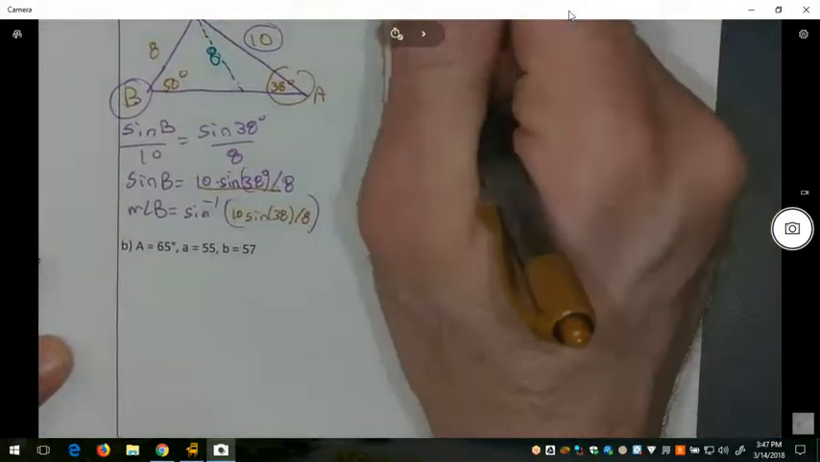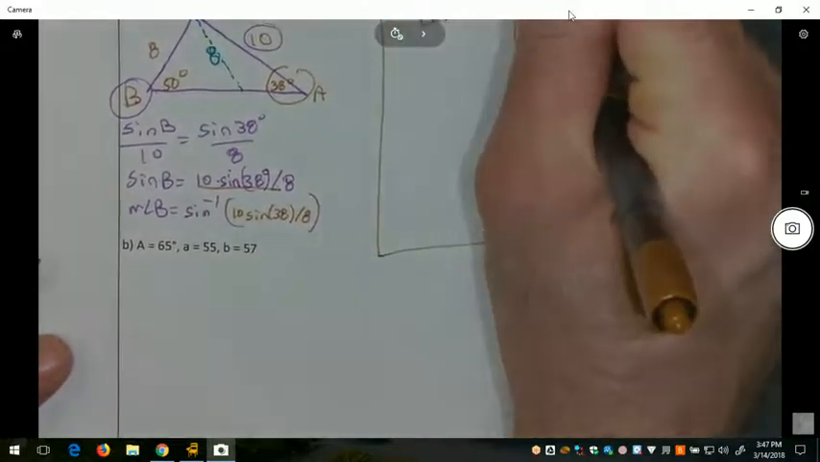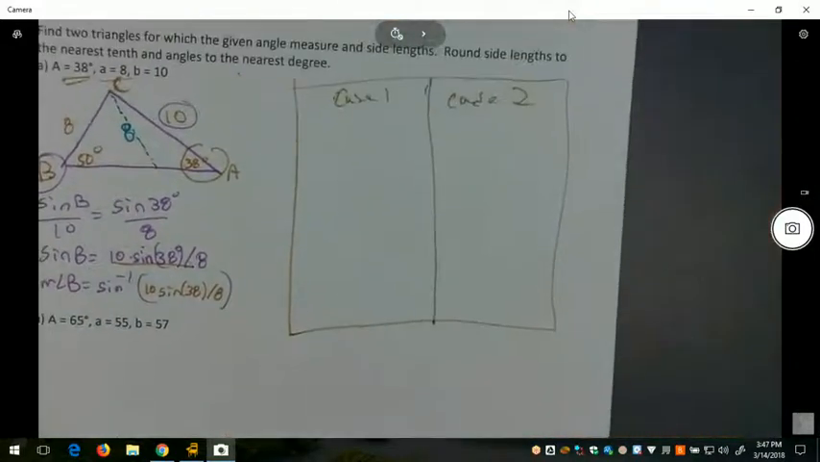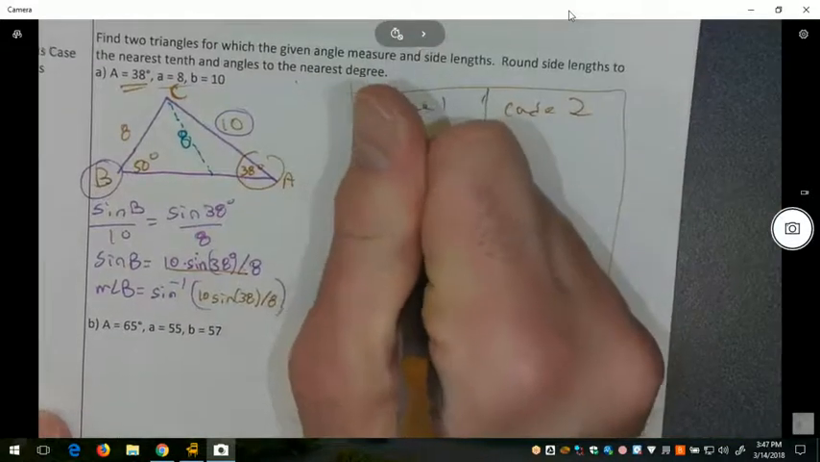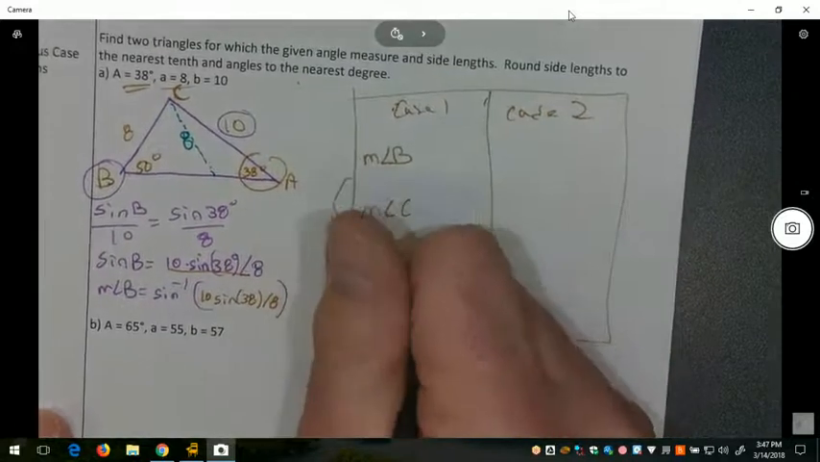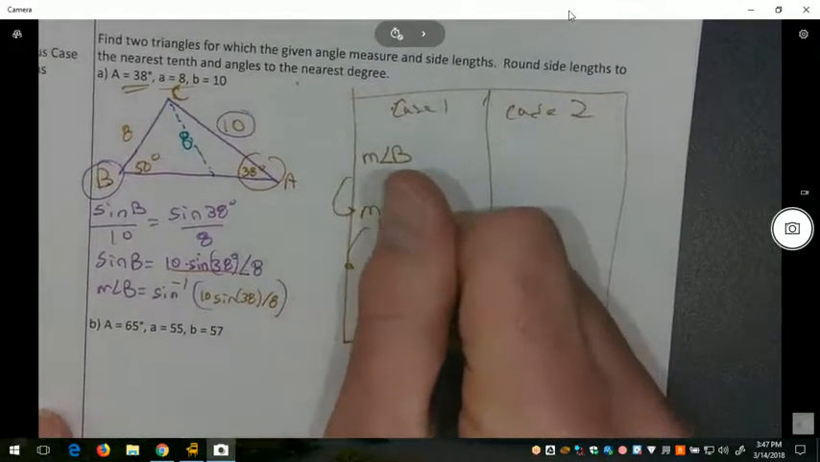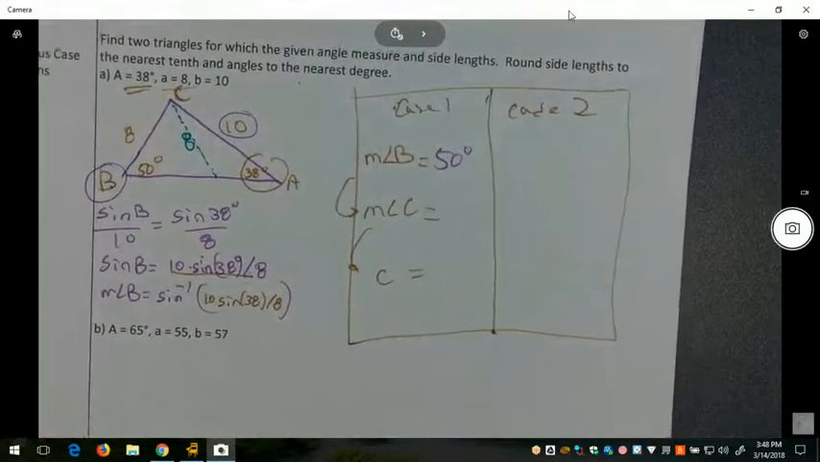I'm doing this because there's two possible triangles. So I'm going to write case 1 and case 2. Case 2 might not exist, so I may end up crossing it out. In case 1, I have to find measure angle B because I don't know it. I have to find measure angle C based off of measure angle B, and side C based off of measure angle C. We just found measure angle B to be 50 degrees.